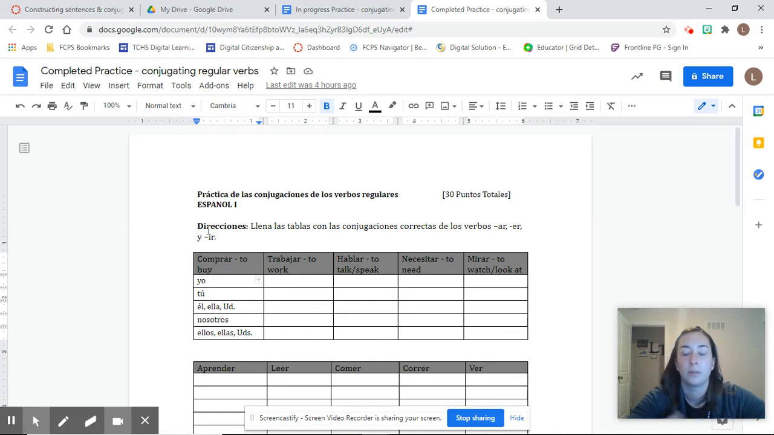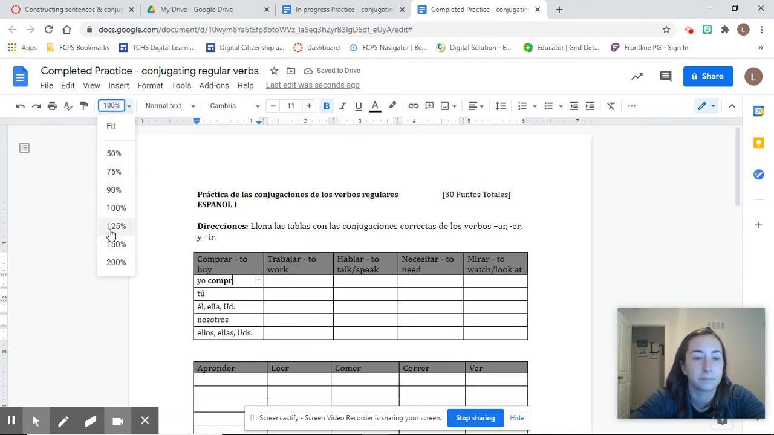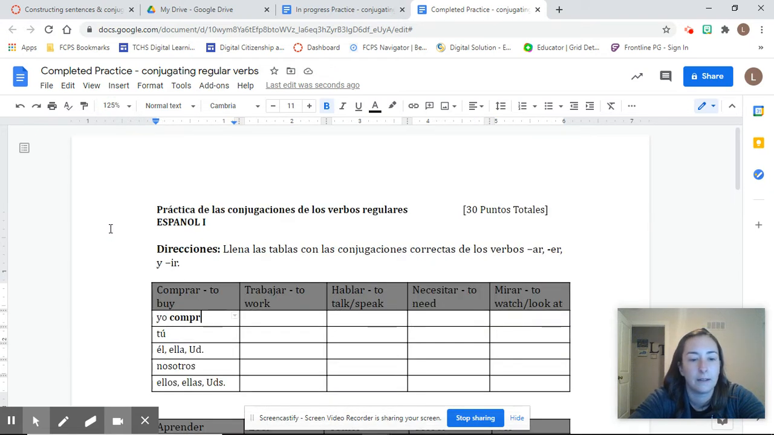Okay, so basic steps of conjugation. You take the ending off, so we take that AR off. The stem that I am left with is COMPR. Then I put the yo ending on the end of it. For an AR verb, the ending for yo is O. Yo compro. I buy. Same stem, but the tú ending, AS. Tú compras.